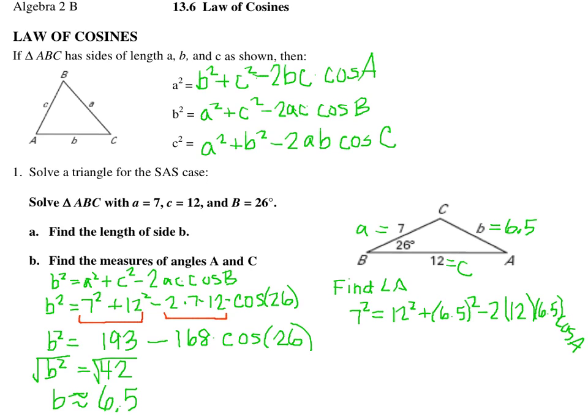So do a little simplifying. Let's simplify these a few pieces at a time. We're going to simplify this together, and this together. Simplifying those pieces, we get 49 equals 186.25 minus 2 times 12 times 6.5, which is 156, and then we still have cosine A. To get A alone, we first have to move the 186.25, so we're going to subtract the 186 and 25/100ths.